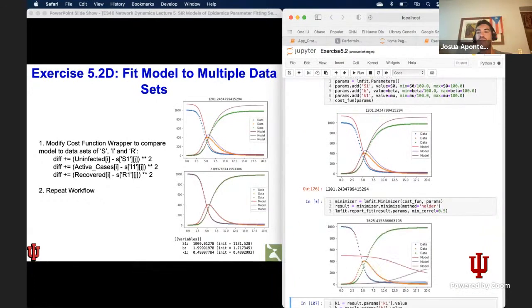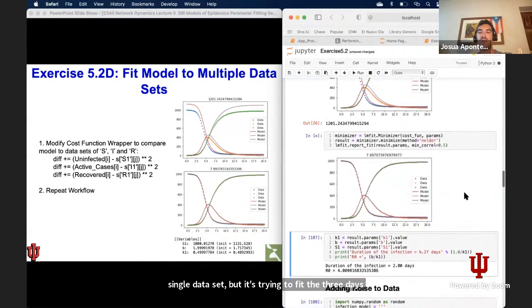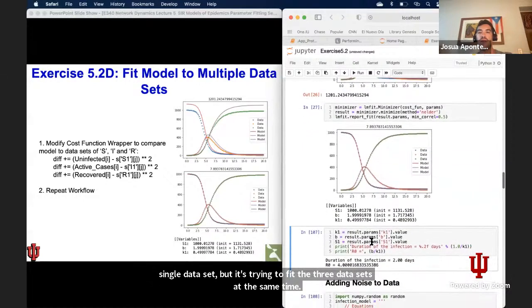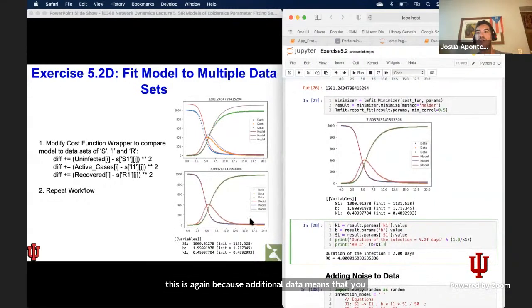And then we can run the optimizer. And now the optimizer is not just trying to fit one single data set, but it's trying to fit the three data sets at the same time. Right. And look how close we are to the actual ground truth. So now we're actually getting the right results, and this is because additional data means that you have a better estimate of your parameter values.